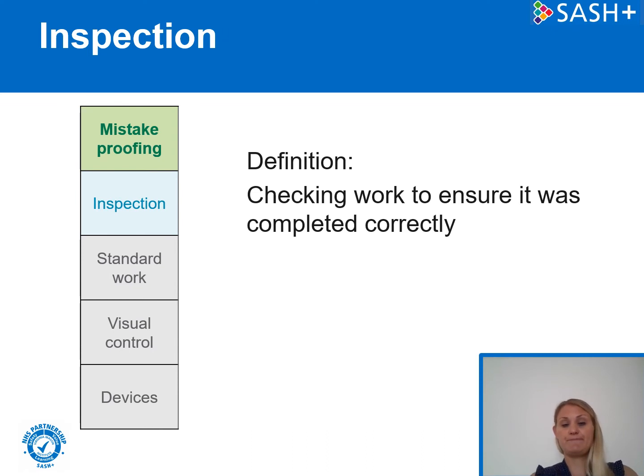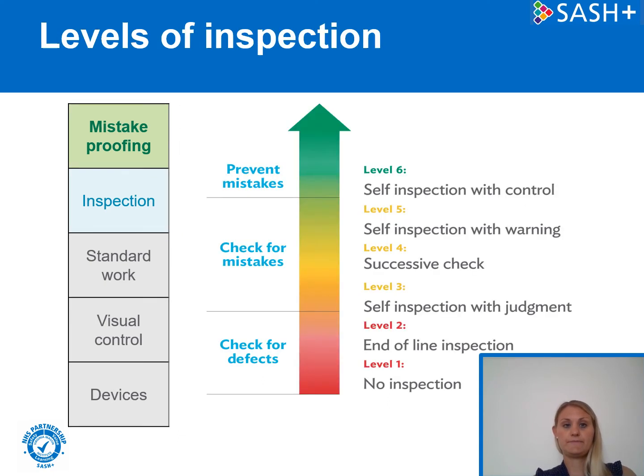So inspection. This is checking work to ensure it was completed correctly. So there are different levels of inspection, ranging from level 1, where there's no inspection, to level 6. Level 6 is the gold standard, self-inspection with control. And you've got different levels in between that. So what I'll do is I'll talk through each of those levels in turn and give you some different examples.